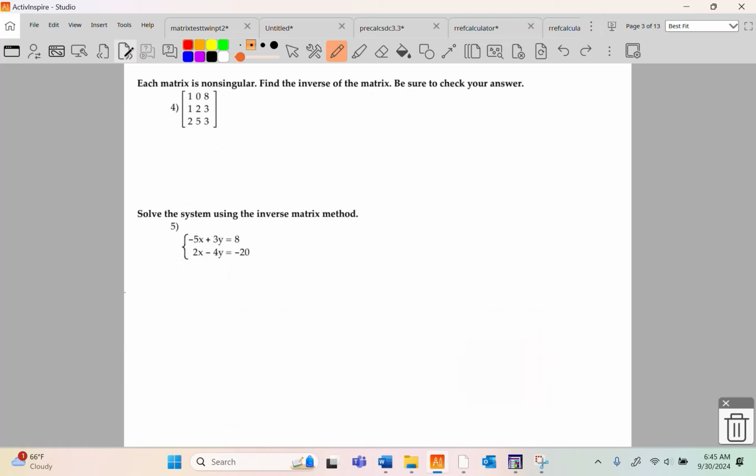What do we have here? 4. Each matrix is non-singular. Find the inverse of the matrix. Be sure to check your answer. You get to do this with a calculator, so it shouldn't be a problem.